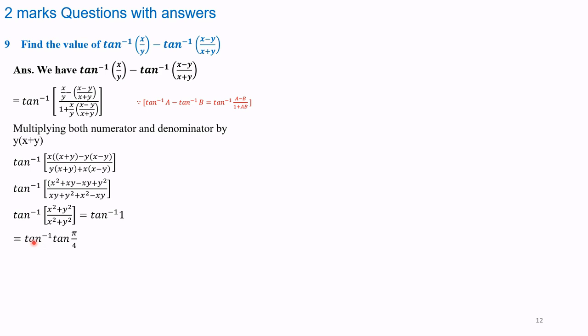Therefore, that becomes tan inverse of tan pi by 4, because 1 we can substitute, we know tan pi by 4 is 1. Therefore, 1 we are substituting as tan pi by 4. So that becomes tan inverse of tan, whatever is there in the angle, pi by 4. That is, theta is equal to pi by 4.